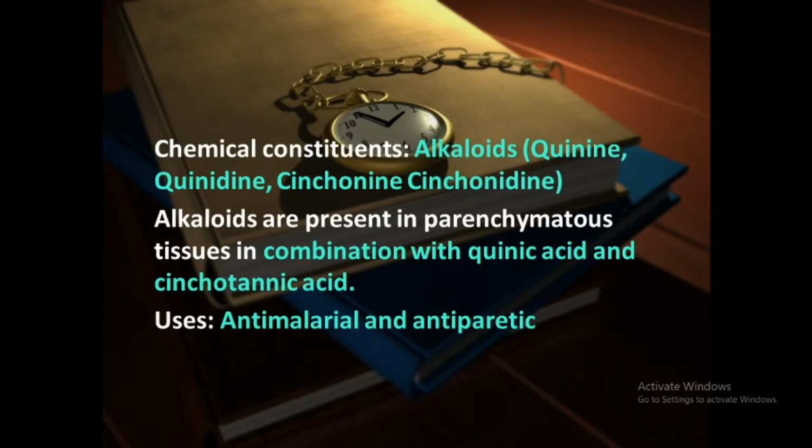Just see the chemical constituent. This cinchona bark contains alkaloids as a major chemical constituent. Four different alkaloids are present, that is quinine, quinidine, cinchonine and cinchonidine. These alkaloids belong to a class of quinoline alkaloids which are derived from the amino acid tryptophan. So the precursor for synthesis of quinoline alkaloids is tryptophan.